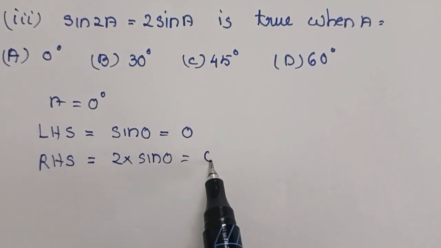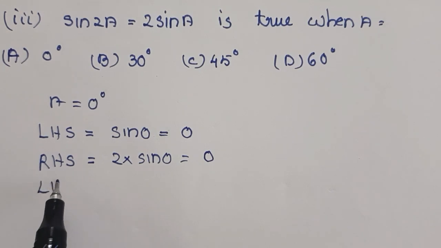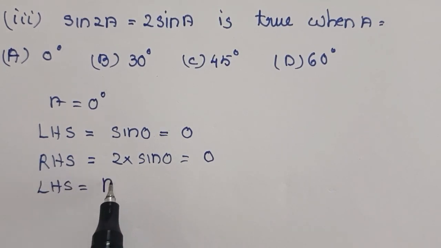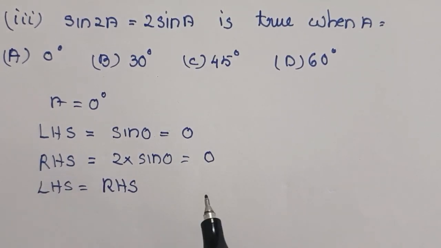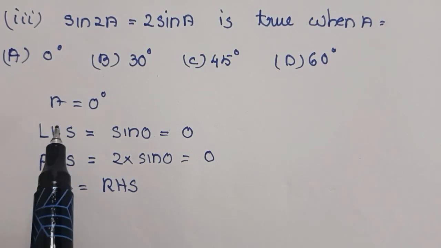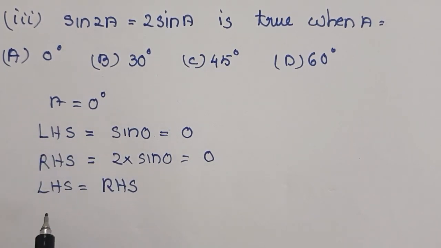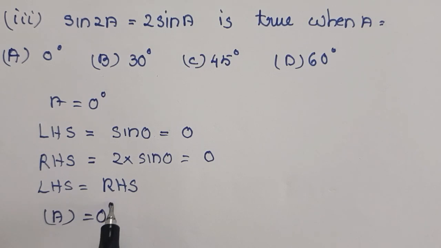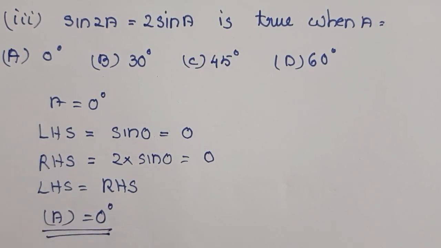0 into 2 equal to 0. So we get LHS equal to RHS. LHS equal to RHS means the given value, that is a equal to 0, is the correct answer. So we can write a equal to 0 degree is the correct answer. Okay, a equal to 0.